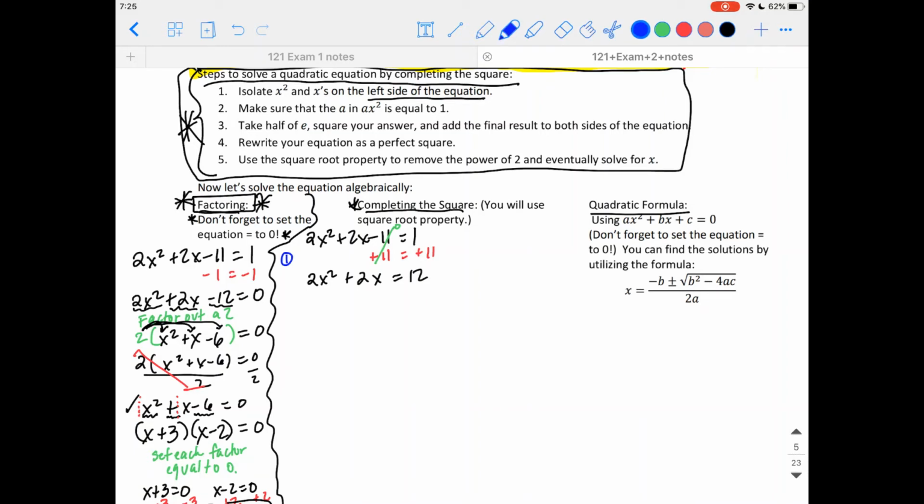Step 2 says, make sure that the a in the ax squared is equal to 1. Right now, my a is equal to 2. And which 2 am I talking about? It's this 2. So unfortunately, I'm sad because I got some work to do. To get rid of the 2, since it's multiplying, we need to divide.